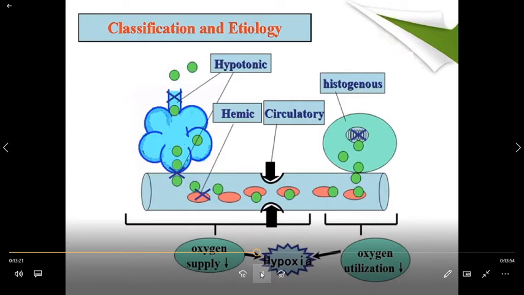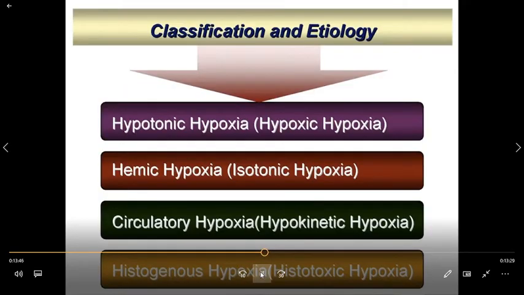In general, on the left side, three types: hypotonic, hemic, circulatory, their oxygen supply decreases, causing hypoxia. And the right one is decreased oxygen utilization hypoxia. This is the classification, along with the etiology. Classification and etiology I've mentioned: hypotonic, hemic, circulatory, and histogenous.